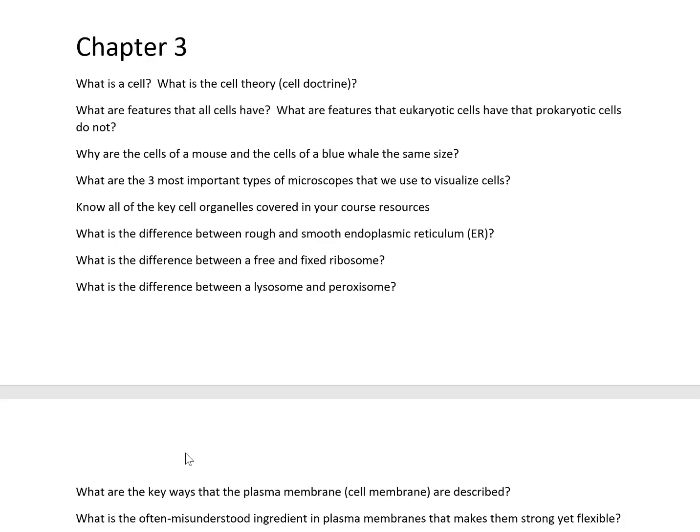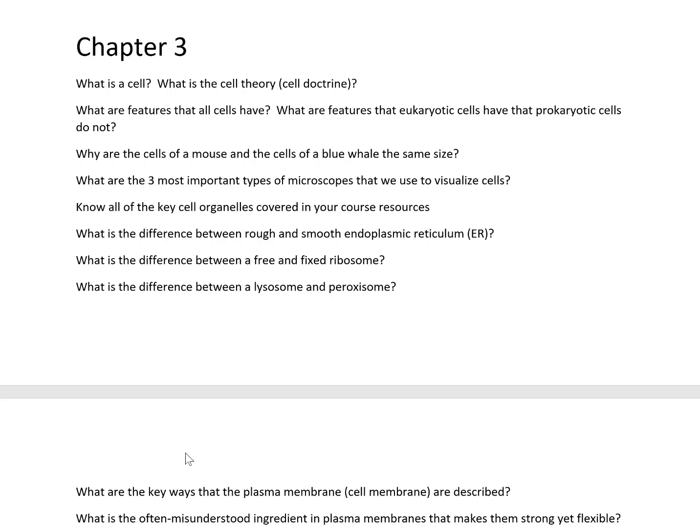What is a cell and what is the cell theory, or cell doctrine, as this textbook calls it? So a cell is the basic unit of life. The cell theory says that, number 1, all living things are composed of cells, and number 2, all cells come from pre-existing cells. To be alive, you have to meet those qualifications.